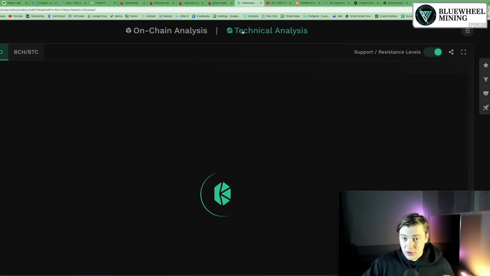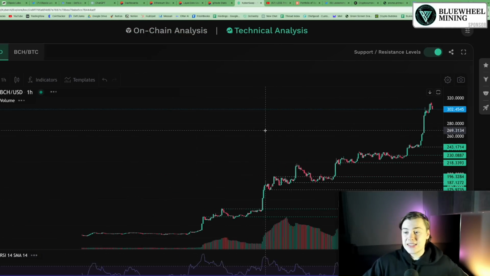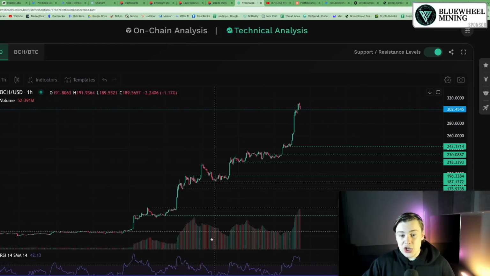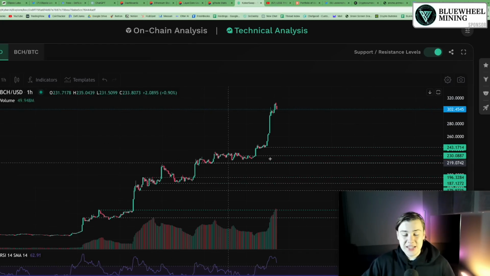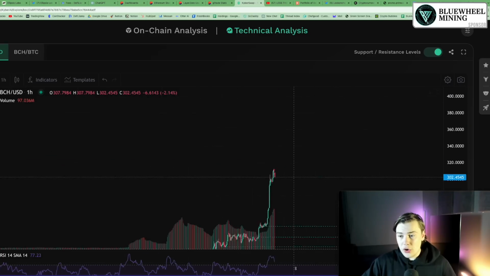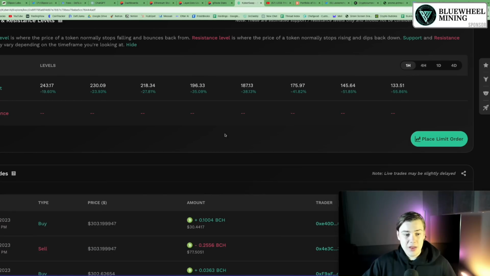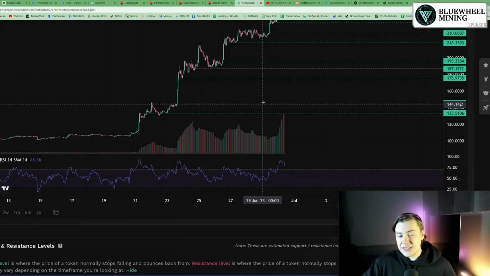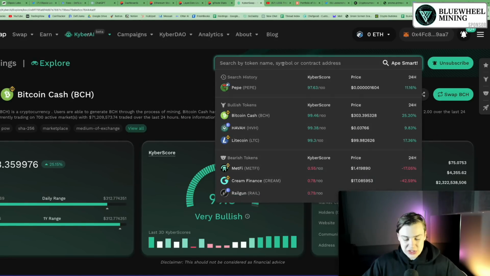You can also click on their technical analysis tab and get technical analysis that is powered by AI to give you these key structural levels. So if you're not the best TA person, this is actually going to give you key levels to look out for on your chart. So that is really cool as well. And you can also scroll down and see some of the live trades that are happening. So the whales that are buying and selling BCH on chain. And as I said, you can do this for any token.